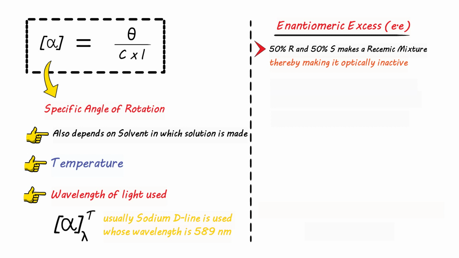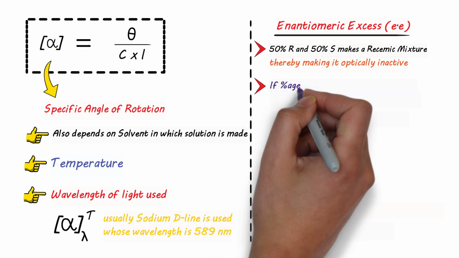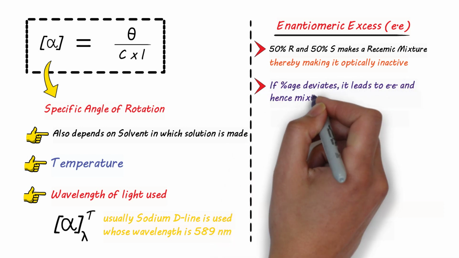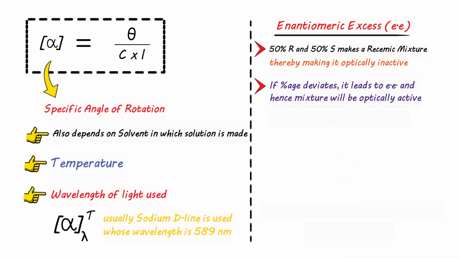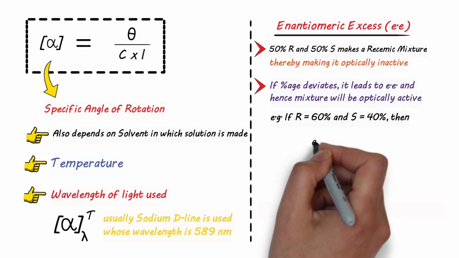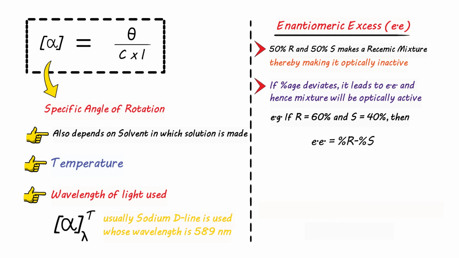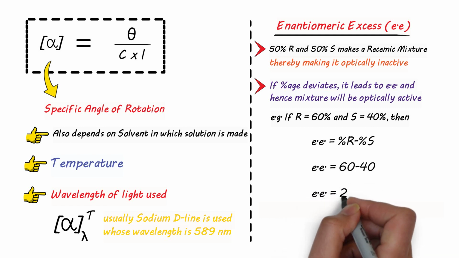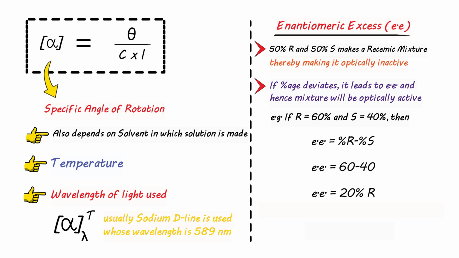However, अगर percentage में deviation आएगी, then it leads to enantiomeric excess. So we can write if percentage deviates, it leads to enantiomeric excess, and hence the mixture will be optically active. For example, if R isomer is 60% and S isomer is 40%, then enantiomeric excess will be equal to percentage of R minus percentage of S. That gives you 20%, and this will be R because R is in greater amount. If S had been in larger amount, then enantiomeric excess will be equal to percentage of S minus percentage of R. So the bigger one you have to keep first and then the smaller one. I hope you understand it.